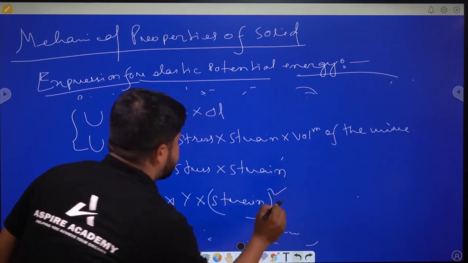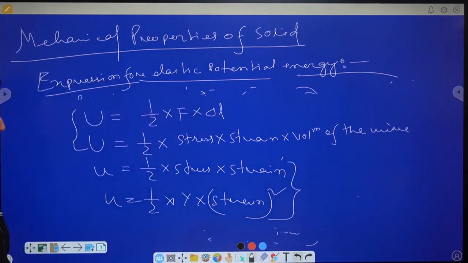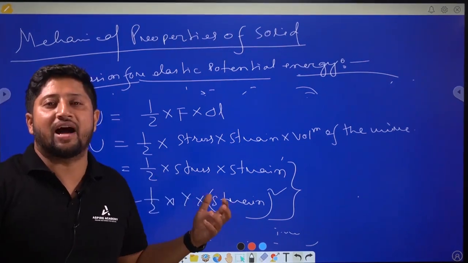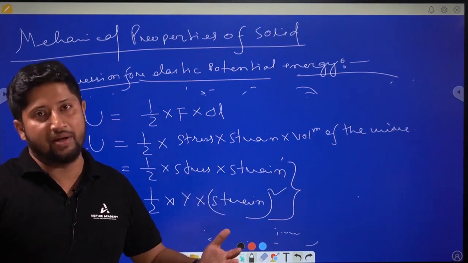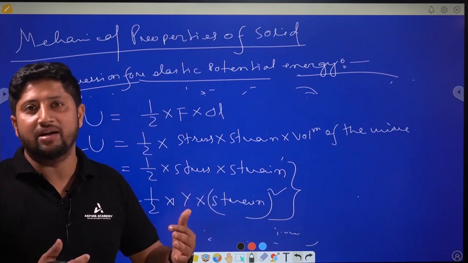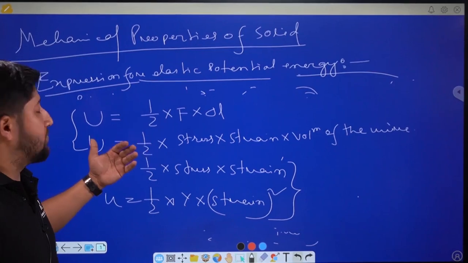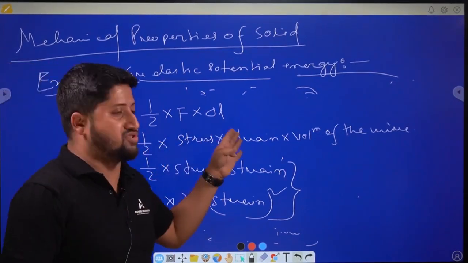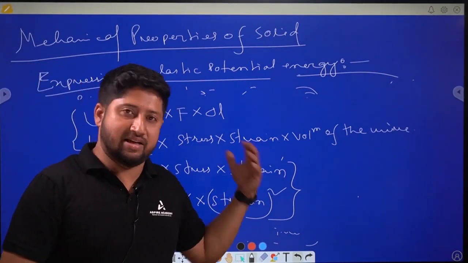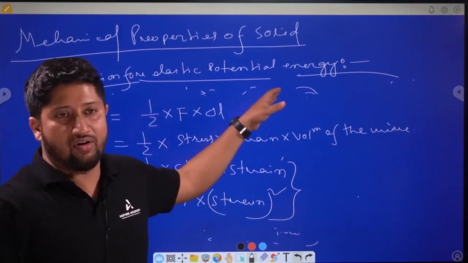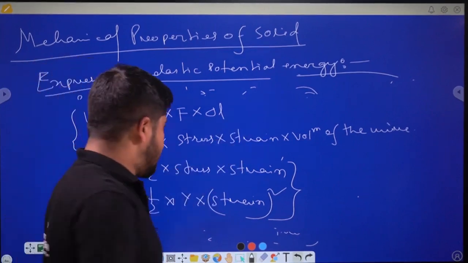So these are the three equations. In the exam it may be asked as a proof that half into Y into strain square is the equation for elastic potential energy per unit volume. Or it may be asked, prove that half into stress into strain into volume of the wire is the same thing, the elastic potential energy. This is all about the expression for elastic potential energy.